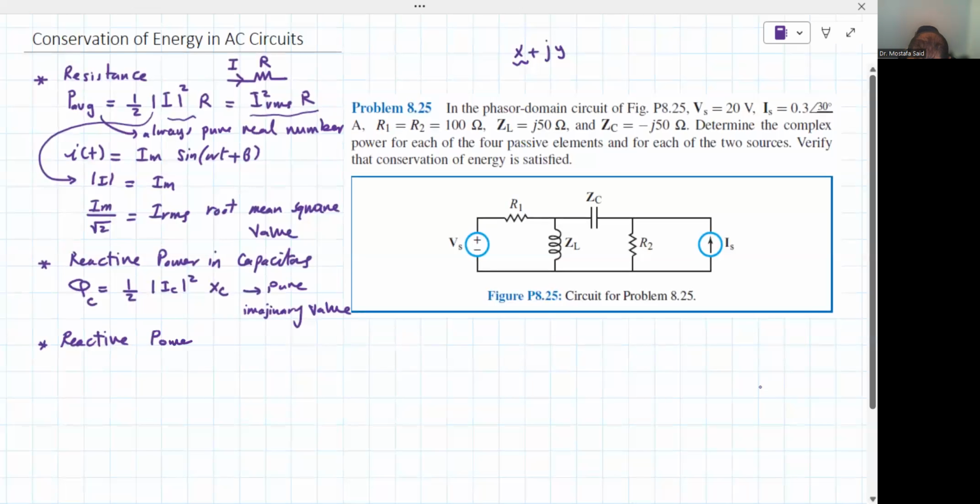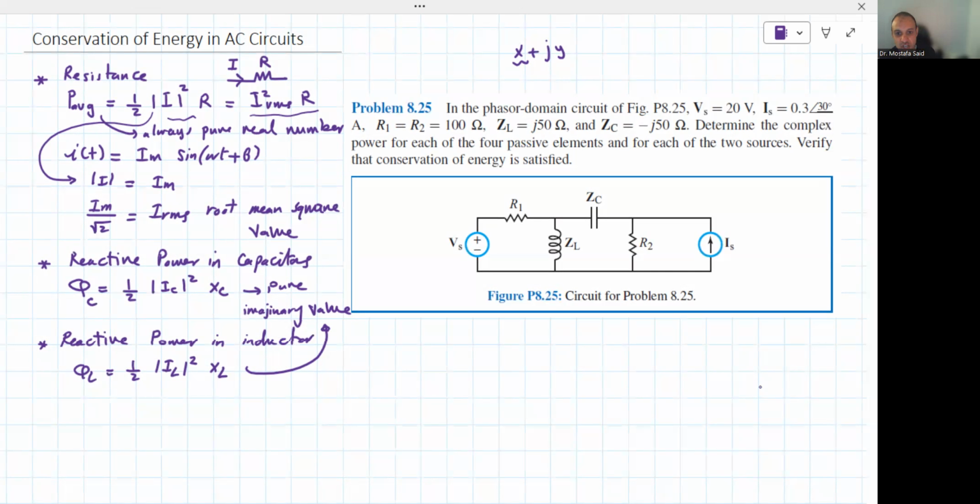Finally, the reactive power in an inductor is very similar. It's also reactive power. Let's call it QL. It's equal to half the current passing through the inductor squared, the amplitude of it, multiplied by XL. And again, it is a pure imaginary value. It has no real part. It's a complex number that always has the imaginary part, the jy, either positive or negative, whatever. Good.